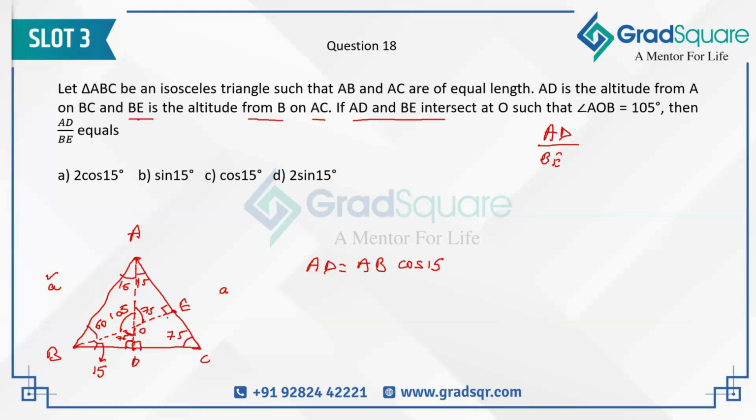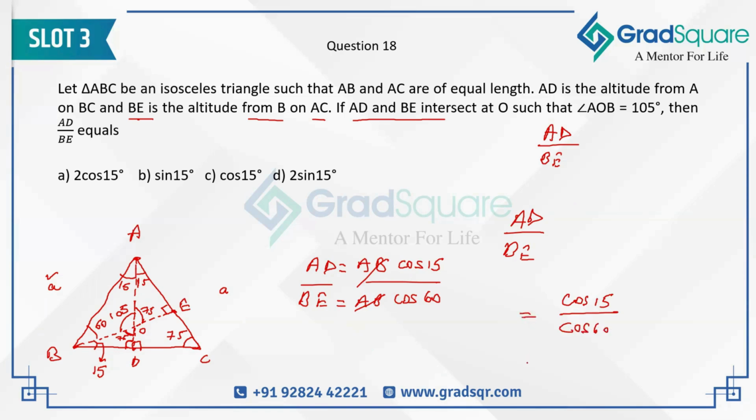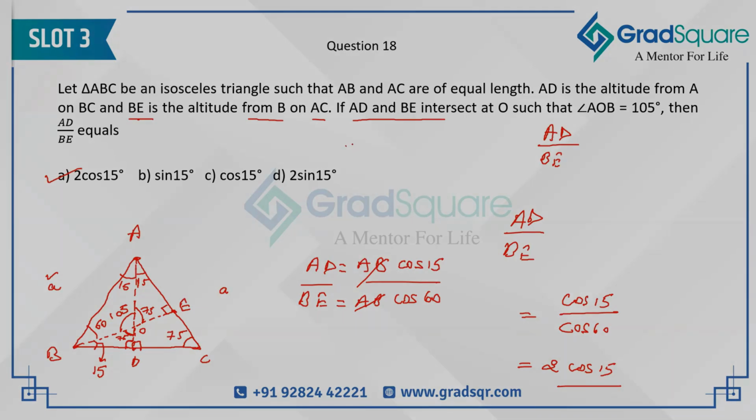Same way, if you look at BE, which is the side over here, B to E is what you are looking at. Then the side BE is going to be AB cos 60 degrees. Now, what are they looking at? They are looking at AD divided by BE. So if you divide AD by BE, you're going to realize AB will get cancelled out. You are left with cos 15 divided by cos 60. Cos 60 is nothing but 1 by 2. So you are going to get 2 times cos 15 as the answer for this question, which is option A.